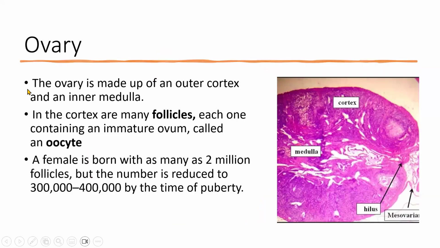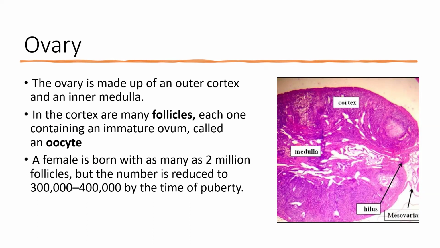All right, so let's take a closer look at the ovary. Like many other organs that we talked about, the ovary is made up of the outer cortex as well as an inner medulla. In the cortex, there are many follicles, each containing an immature ovum called the oocyte. You might remember this from last semester. The oocyte is going to undergo gametogenesis. It's going to undergo meiosis basically. First division, second division, and then you're going to end up getting the polar bodies, and then you're going to get one egg, right?